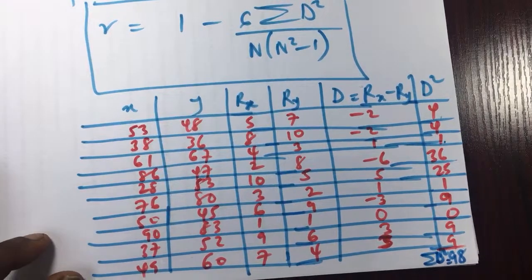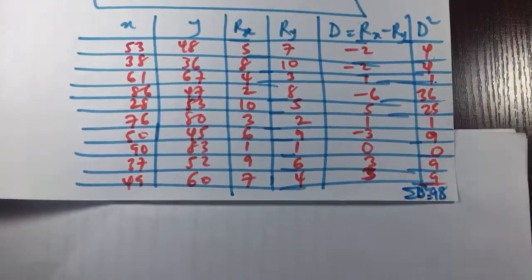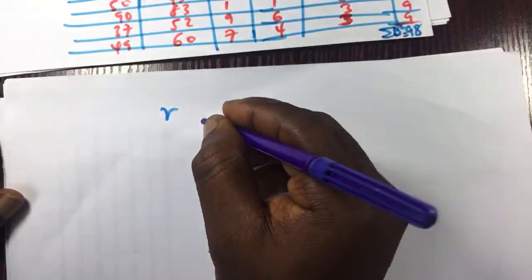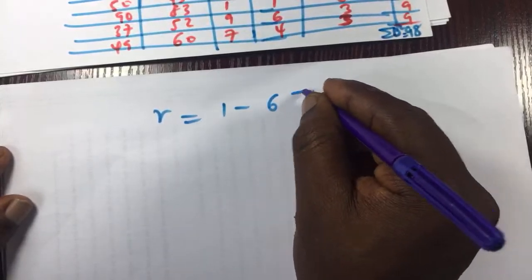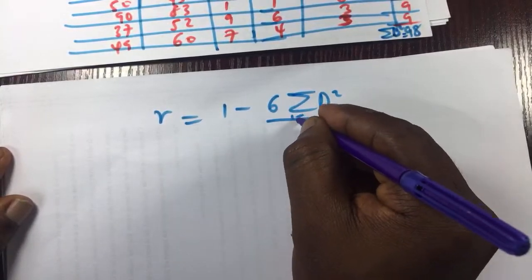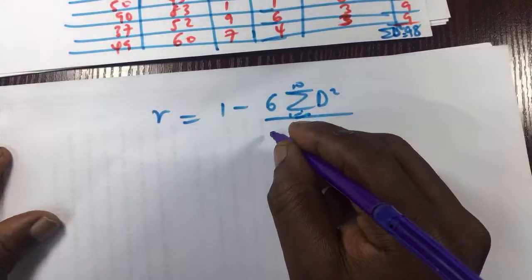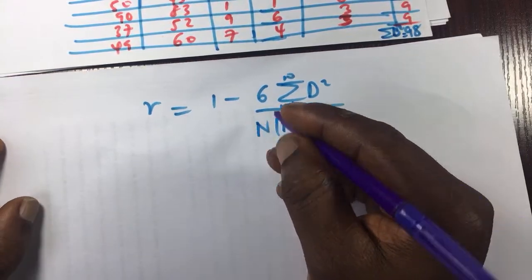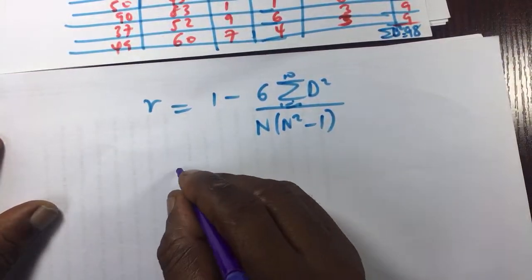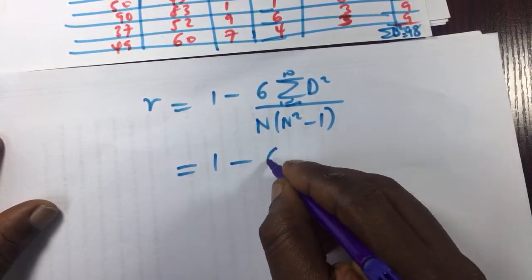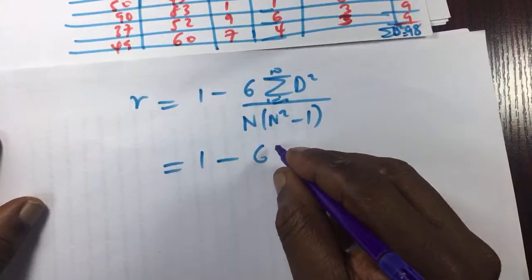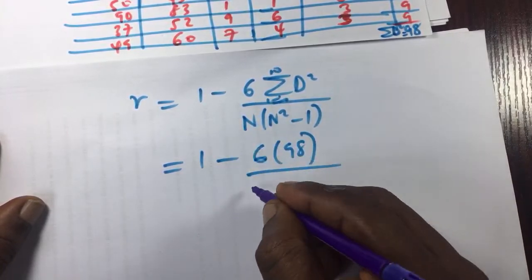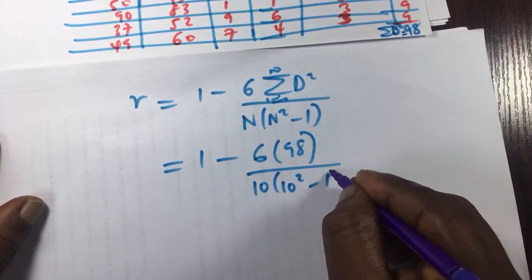Okay, now once you are done getting this value, you will come over here and do this. So r again is equal to 1 minus 6 summation d squared from i equals 1 to, in this case, 10, all over n squared minus 1. So you can actually use small n in this case because we are talking about a sample of values. So what would you have here? 1 minus 6 times summation d squared. Remember, we got our summation d squared to be 98. Okay, so n is 10, so this will be 10 squared minus 1.